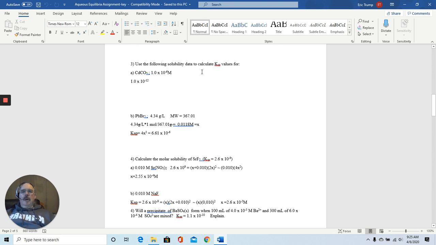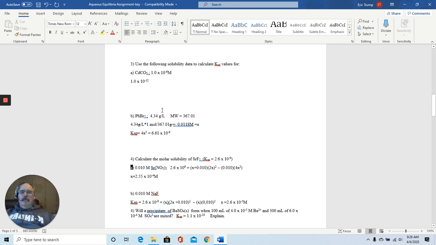Question number 3, we're going in the opposite direction. Cadmium carbonate has a KSP of 1.0 times 10 to the minus 6th. And that shouldn't be molar. Let me take that off. Oh, yeah, I'm sorry, it is molar. We're calculating KSP. So this is X. This is a 1-to-1 ratio, and so this should be just X squared.